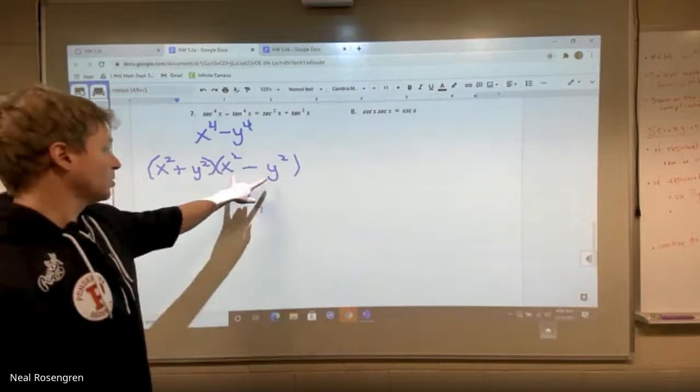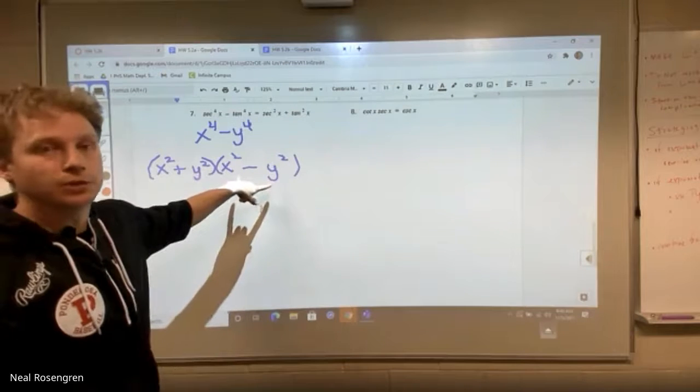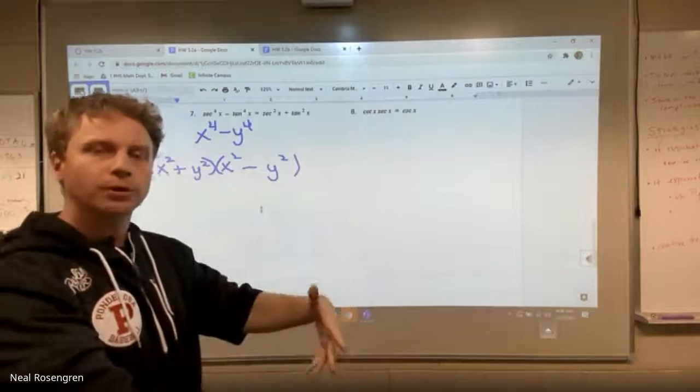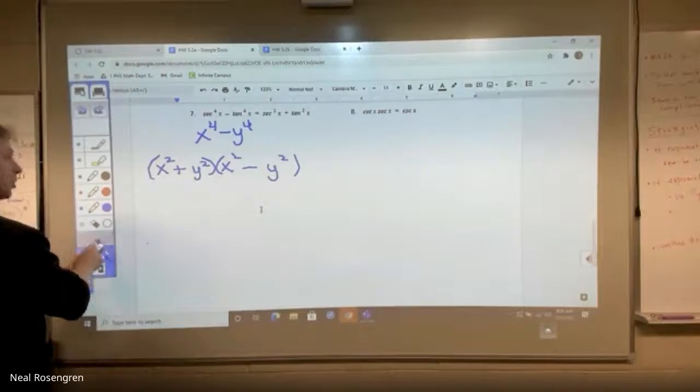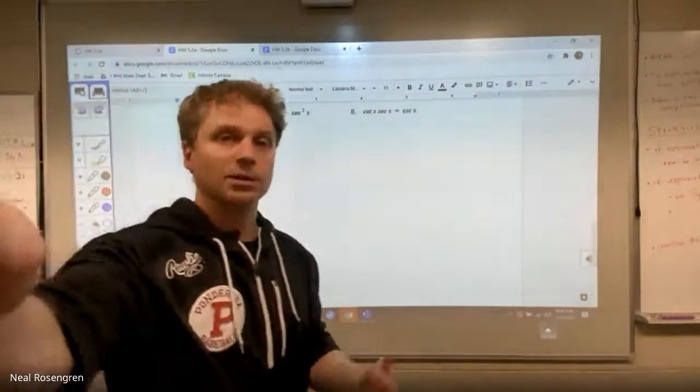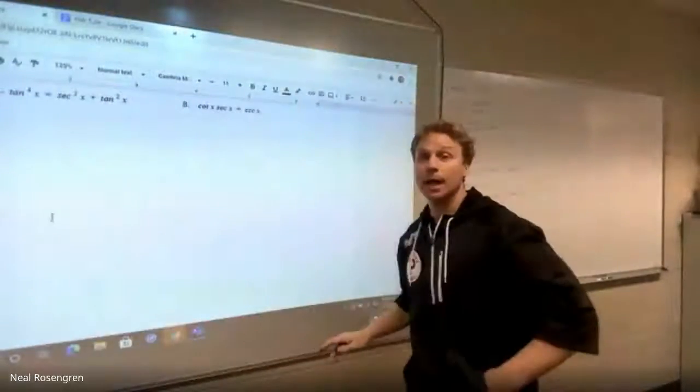Now, this is also factorable, right? Because that's still a difference of 2 squares, but I kind of just do one algebraic move here, and then I see what happens. And so what you're noticing potentially with number 7 is something that didn't happen yet.